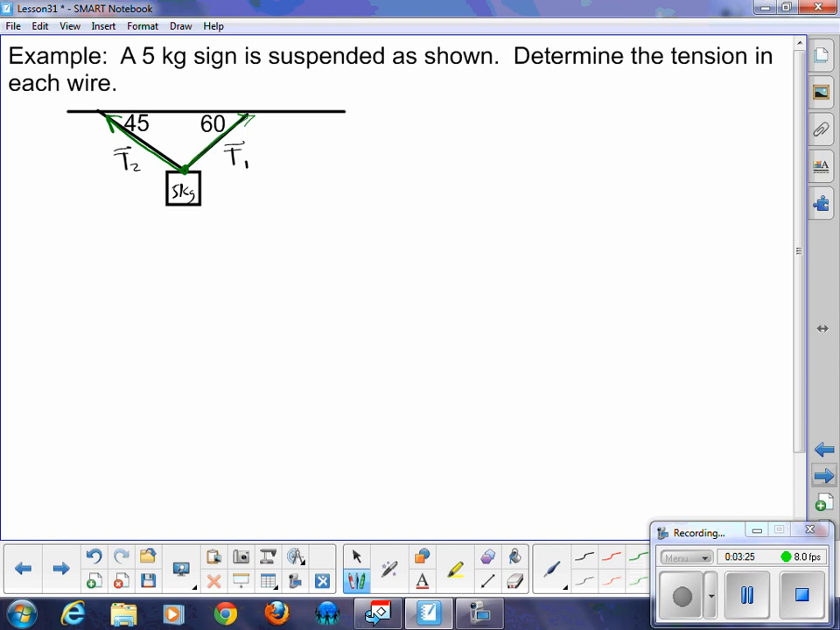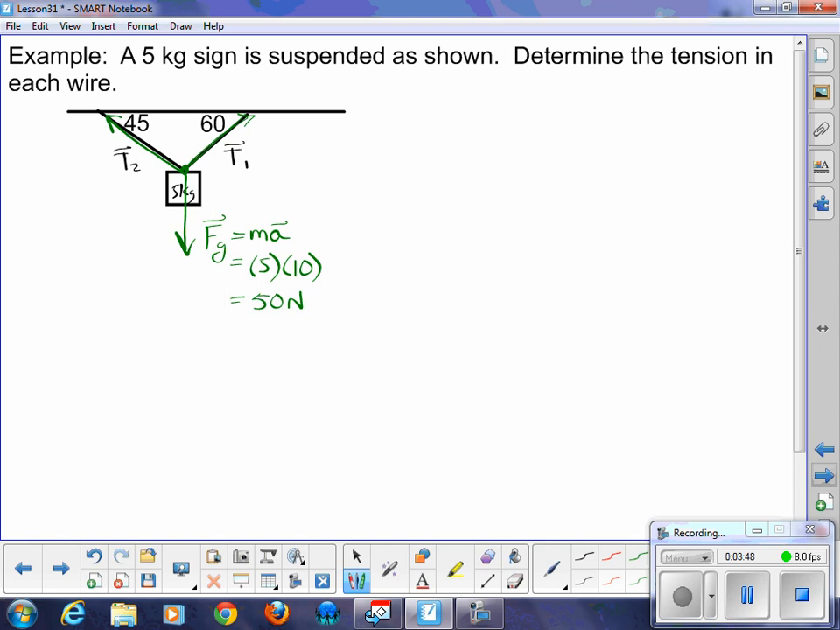Now there's the force due to gravity here, and that's why I had to review physics. So F of G is ma. It's a 5 kilogram sign, gravity is 10, so it's 50 newtons. There we go. That is your three forces, so you need to add the three forces together.